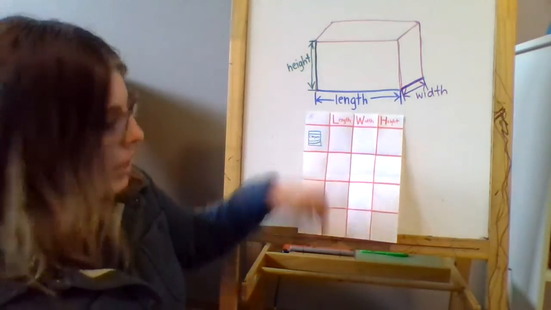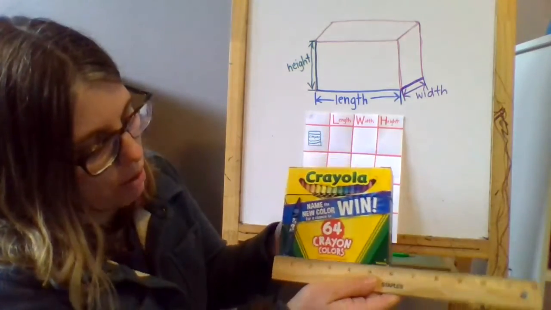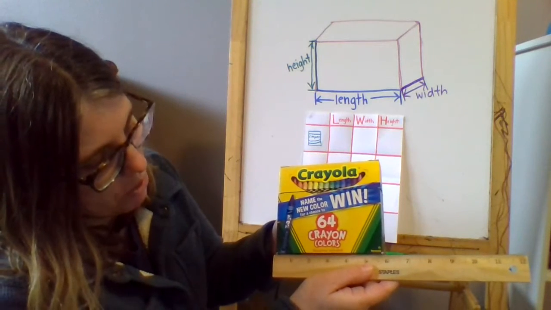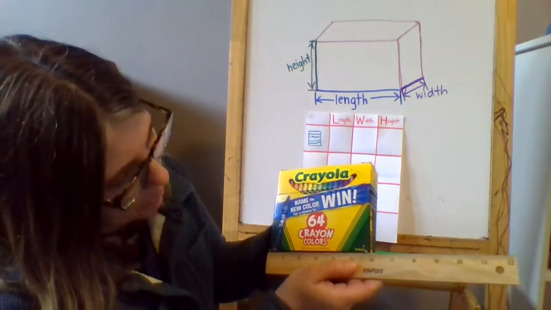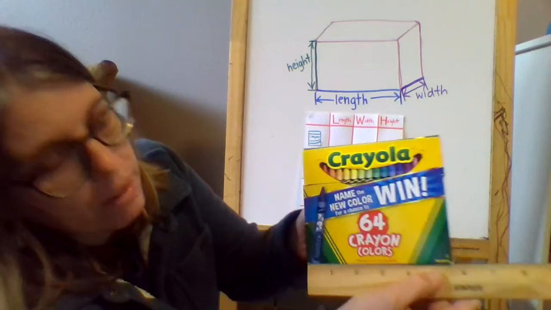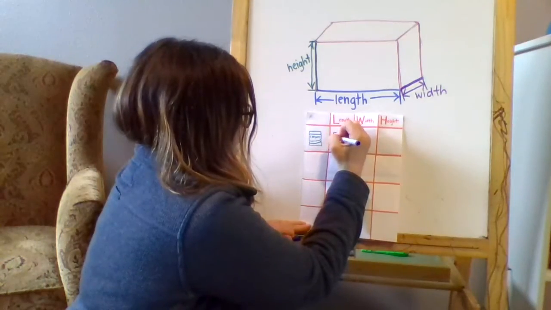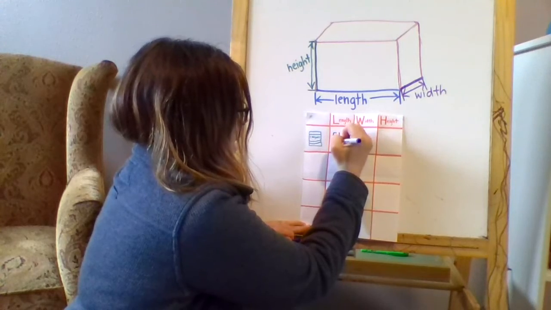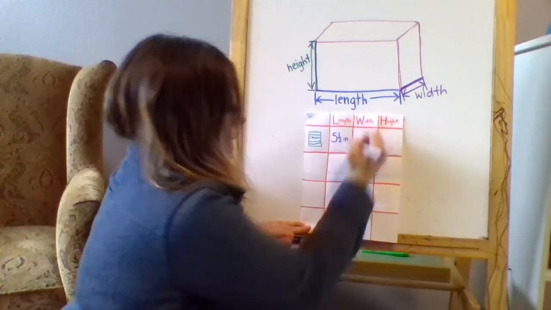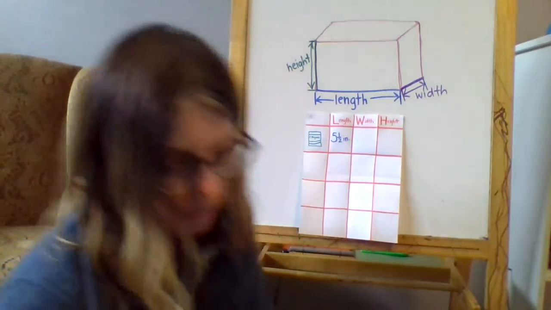Now, the first one to measure is the length. So you'll have to figure out where the length is. Here's the length on my box. Okay, so I'm going to use my ruler. And I'm going to start way over here. And I'm going to measure the length. Oh, it looks like it's pretty close to 5.5. Can you see that? 5.5. So I'm going to record that on my paper. So length 5 and a half, and I want to write inches. Remember, I'm going to do IN with a little period. Okay, 5.5 inches.